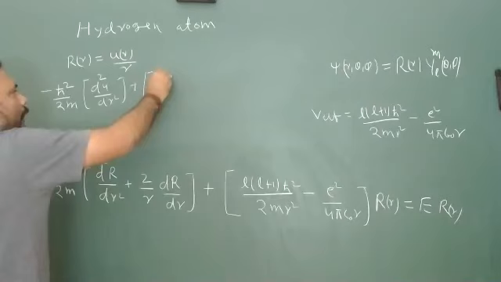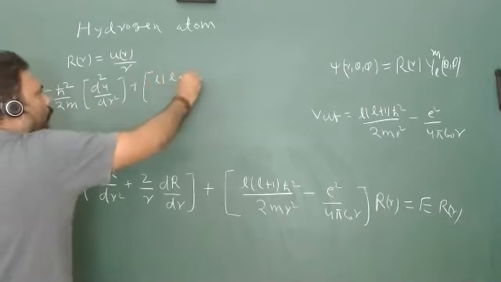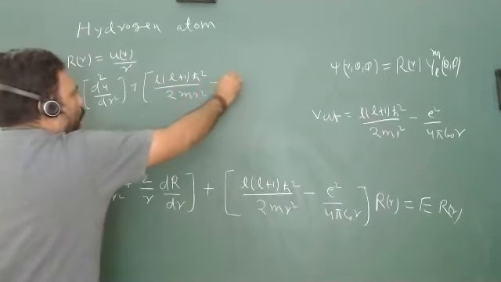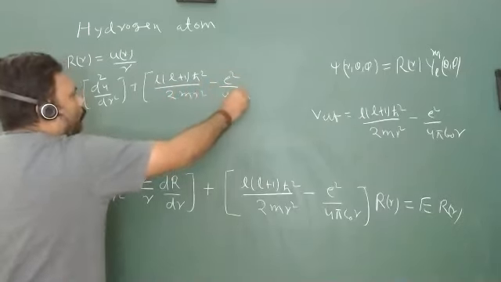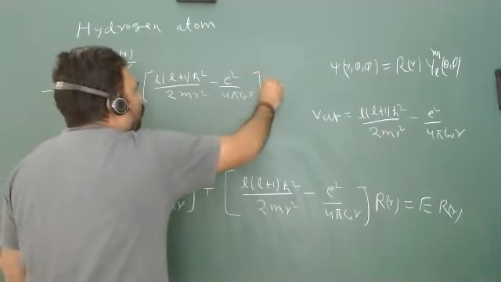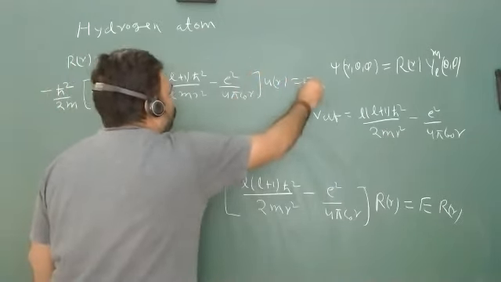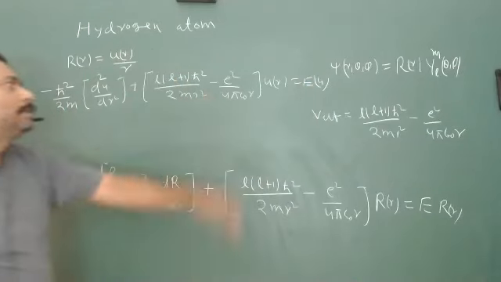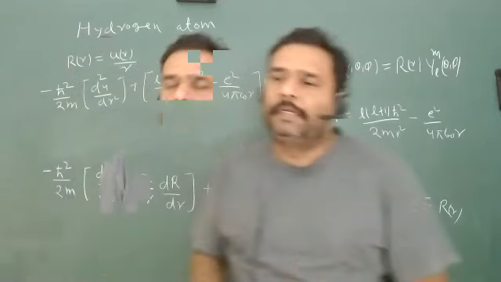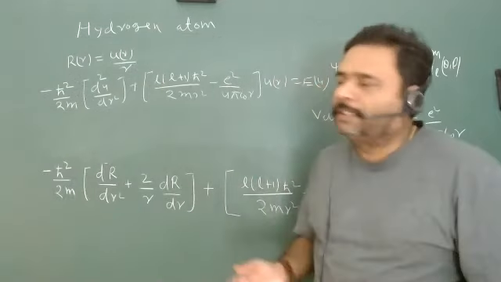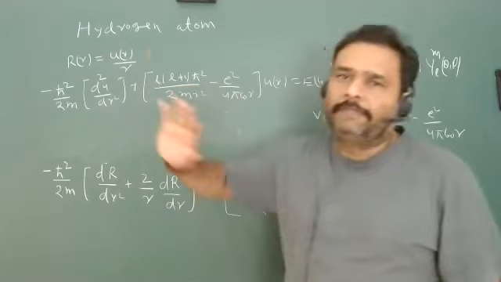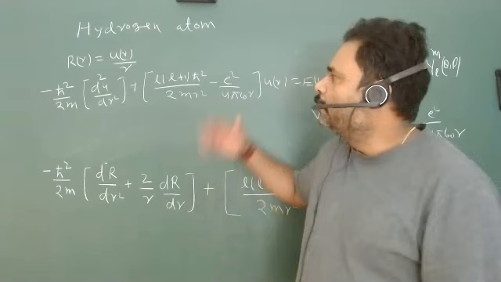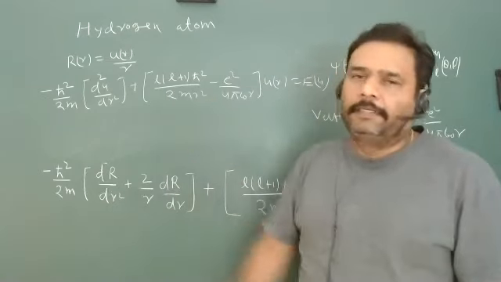plus L into (L plus 1) h cut square upon 2mr square minus E square upon 4 pi epsilon naught r, u(r) is equal to E u. And when you solve this, first you will get the approximate solution for r very small and r very large, and then you will go for the series solution method. That will be unnecessary, take your time.